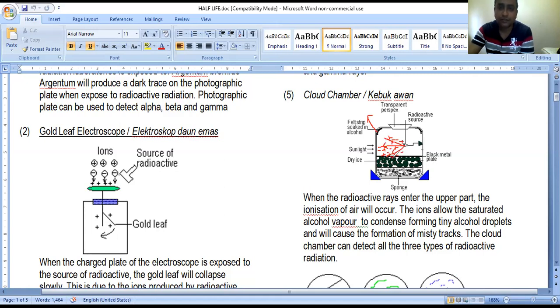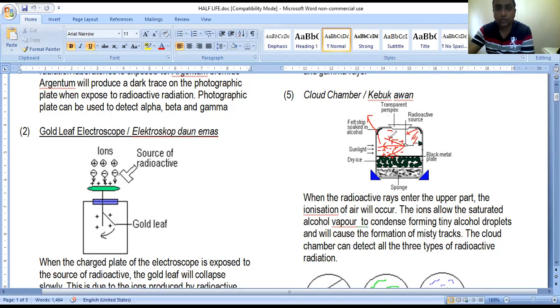So what happened is, when the radiation travels, this alcohol is exposed to room temperature on top. So we know that at room temperature, what happens to alcohol? It evaporates easily. So it starts to become gas. So this alcohol in the form of gas will start to spread out.